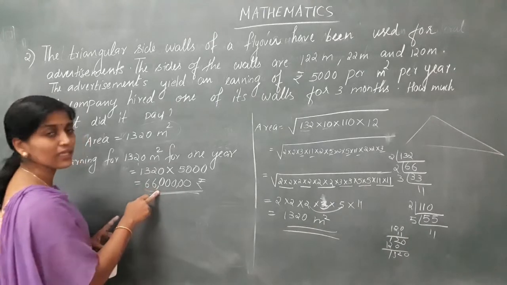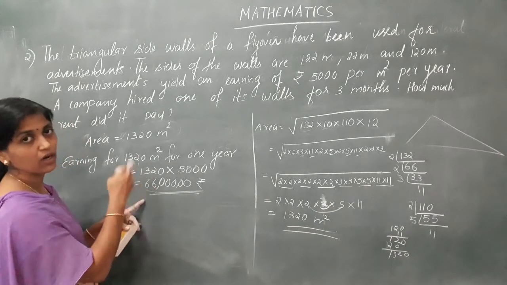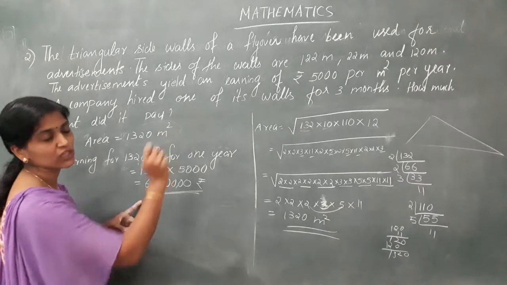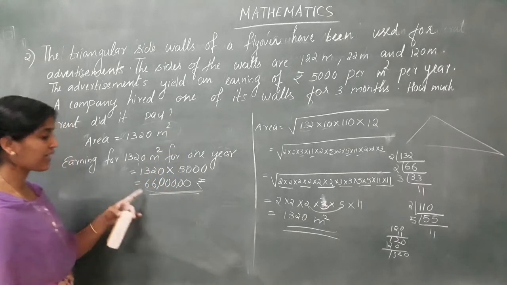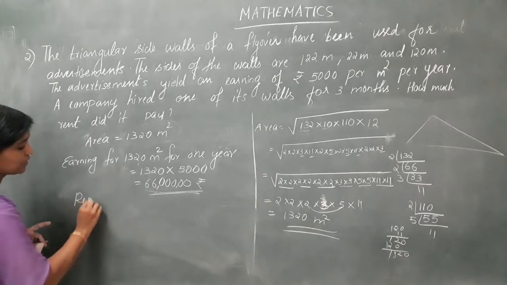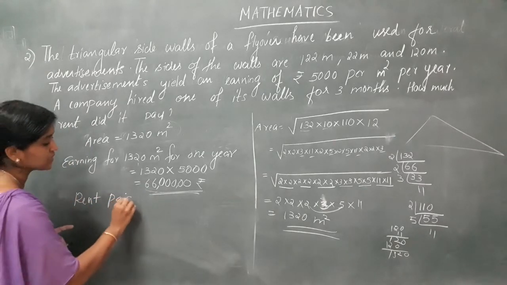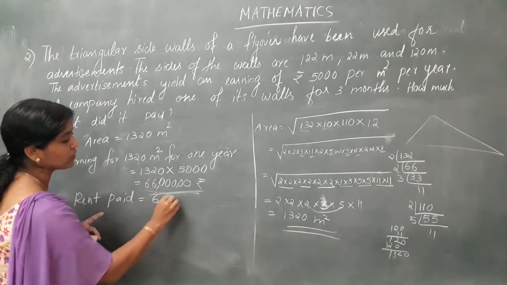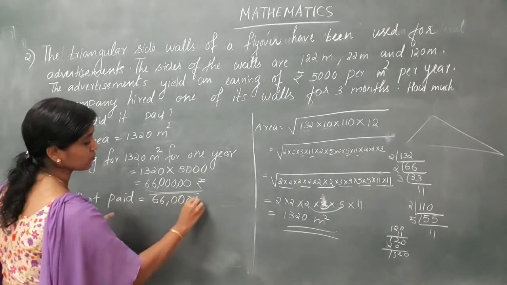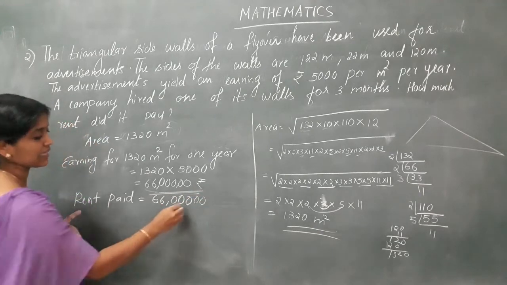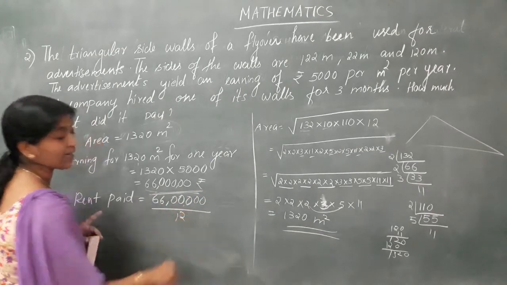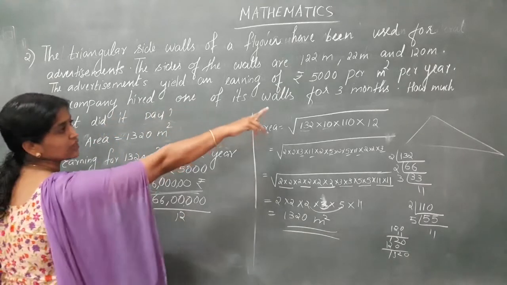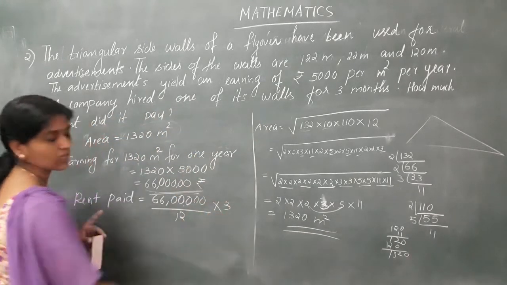And 1 year means just 12 months, isn't it? This amount they have to pay for how many months? It is 12 months. But they are taking for 3 months alone. So rent paid will be equal to, how much will it be? It is for 1 year, so I am going to find for 1 month. Okay, 66 lakh divided by 12, I get for 1 month. Now, since they are using for 3 months, I will have to multiply with 3.